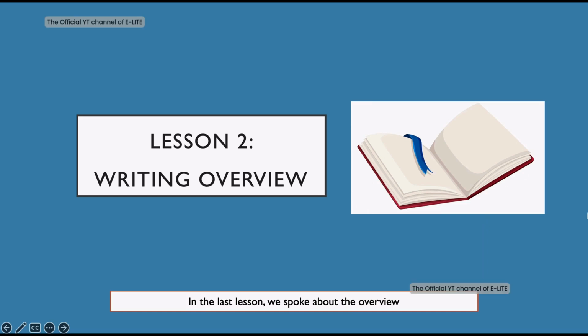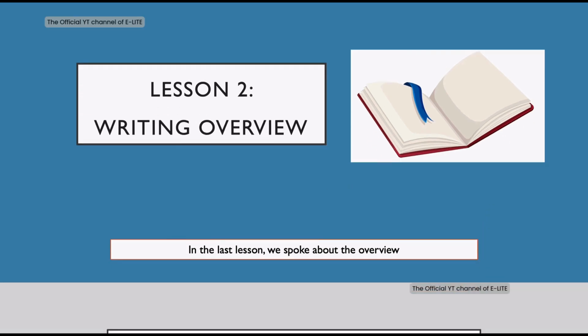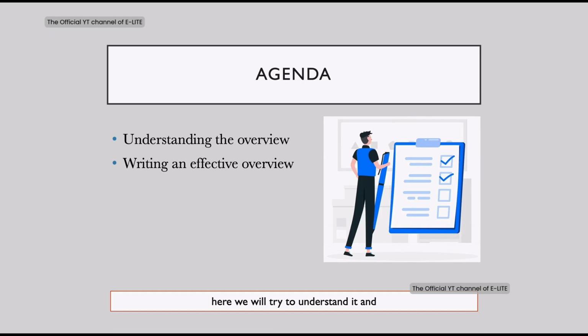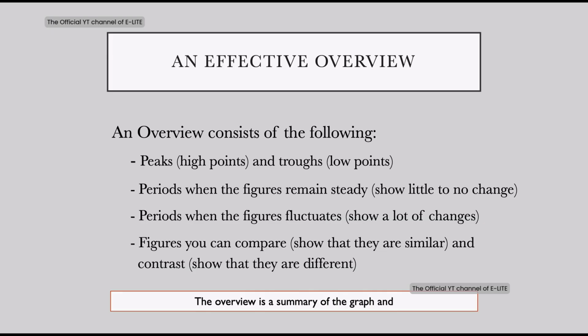In the last lesson, we spoke about the overview. Here we will try to understand it and see how to write an effective overview. The overview is a summary of the graph and focuses on the main points.